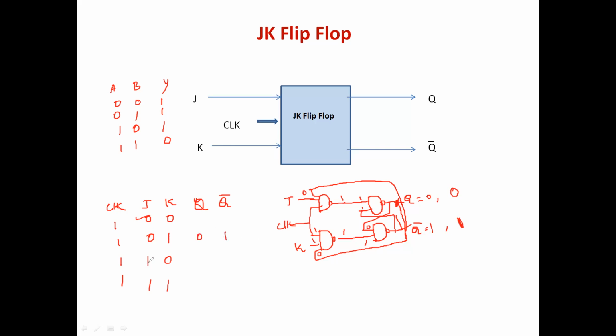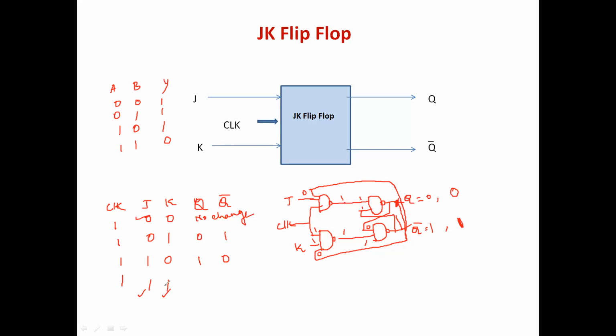Similarly, when J is equal to 1, you can analyze it. When J is equal to 1 and K is equal to 0, your output will be 1 and 0. When both are 0, your output will be the no change state, or the memory state. Now, let me analyze these values.